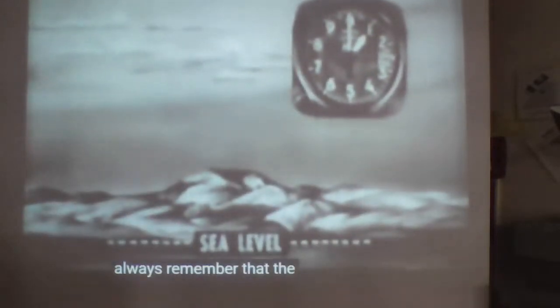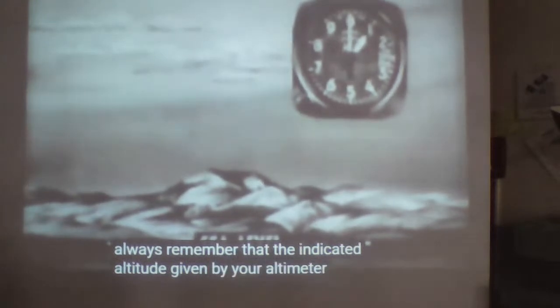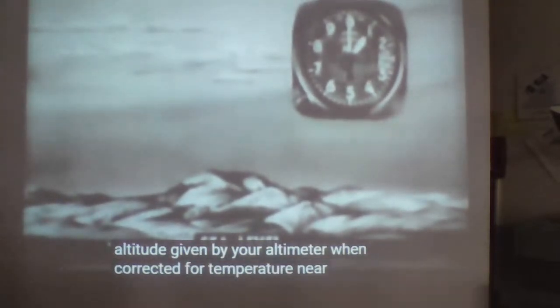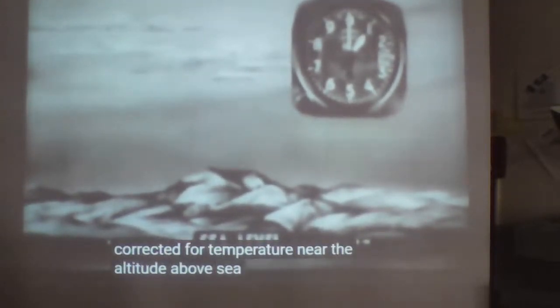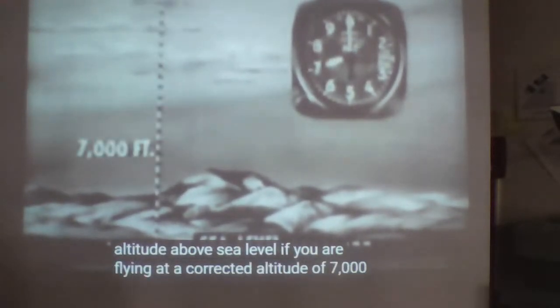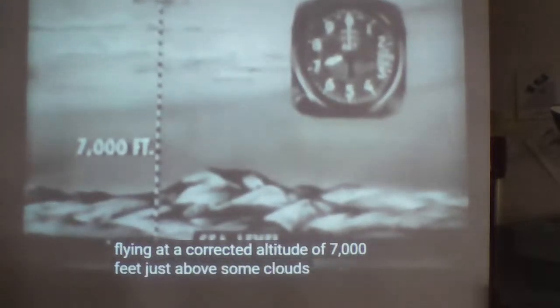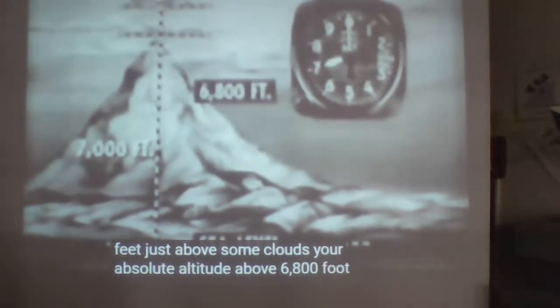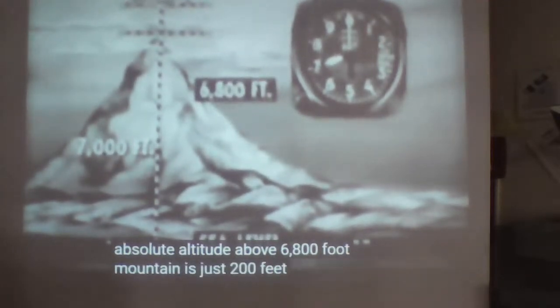Always remember that the indicated altitude given by your altimeter, when corrected for temperature, is the altitude above sea level. If you are flying at a corrected altitude of 7,000 feet just above some clouds, your absolute altitude above a 6,800 foot mountain is just 200 feet.